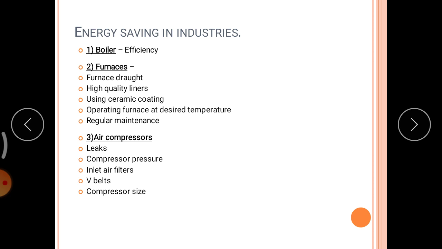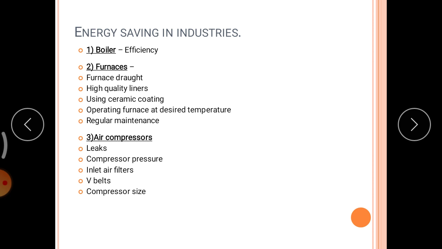So much energy is consumed by industries, they require more power. In that also, it is very important to save energy in the industry sector. Some industries use boilers, so only properly efficient boilers we have to use. Indian ISI mark boilers, Indian standard efficient boilers only we have to use.